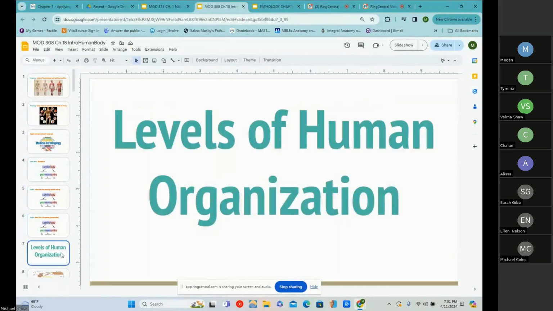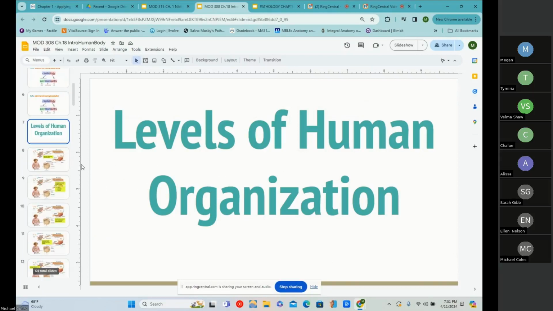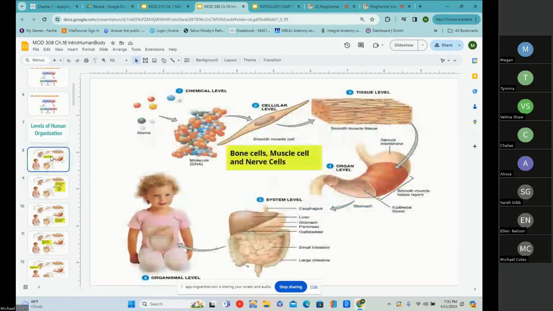All right. So now we're getting down into how the body is built. So how we are built from a little tiny molecule into an actual human. Right? So we're going to start with atoms. Then atoms come together and make molecules, make our DNA. And then that DNA is our blueprint to make individual cells. Muscle cells, bone cells, skin cells, nervous cells. So this blueprint makes an individual cell.